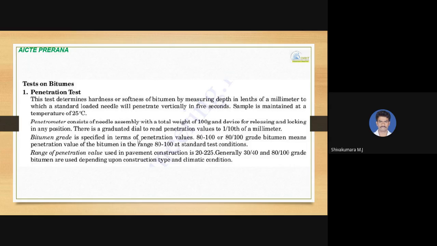So bitumen grade is specified in terms of penetration value. That is, 80/100 grade bitumen means the penetration value of the bitumen is in the range of 80 to 100. Like that, different grades are available. The range of penetration value used in pavement construction is around 20 to 225. So generally 30/40 and 80/100 grade bitumen are used depending upon the type of construction and also the climatic condition.